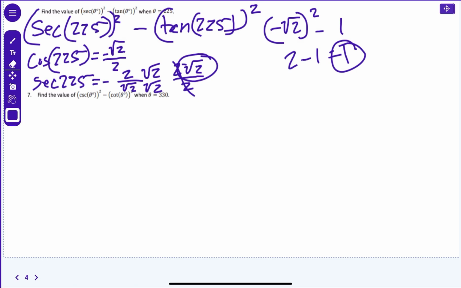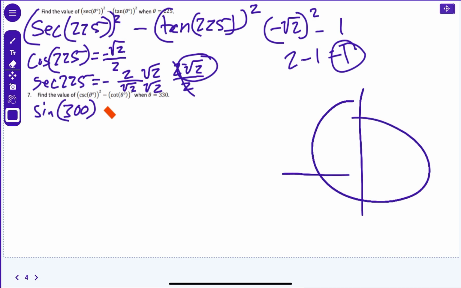I bet you something like that's going to have to work out for this one too. So we have the cosecant minus the cotangent of 300. So first I've got to find out what is the sine of 300. Actually, I don't want to do that because that's not correct. Well, let me just find what is the sine of 300. Well, 300 once again is down here, and I know it's a 60-degree angle. Well, what's the sine of a 60-degree angle?